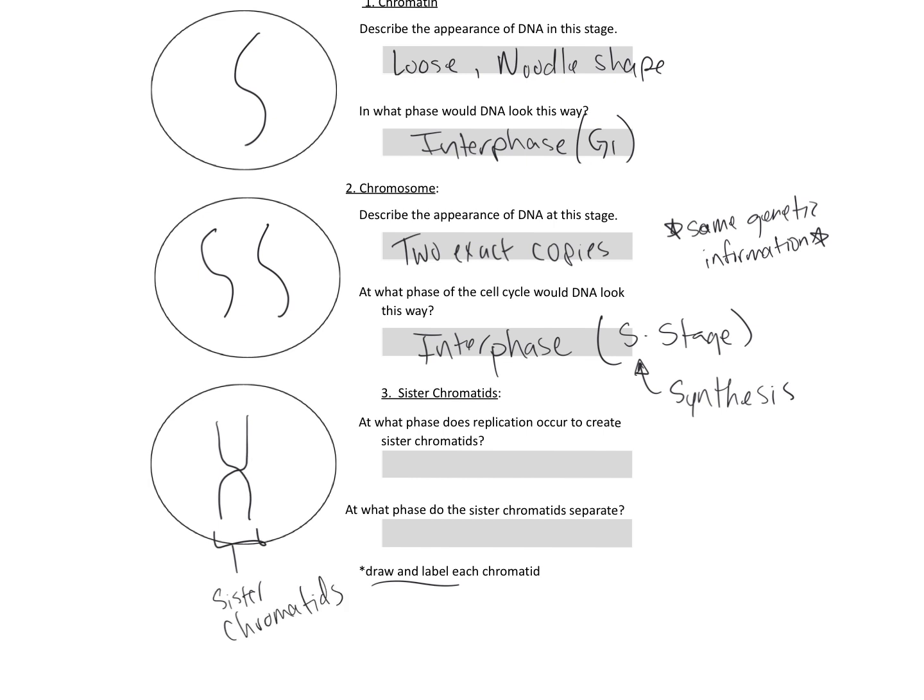Okay. And then this side here, we have sister chromatids as well. And in the middle here, we would have a centromere. Okay, and that's what would be connecting each of the sister chromatids. And now we'll go to the question. At what phase does replication occur to create sister chromatids? Okay. And that's going to be again at the S phase. So, interphase, and particularly the S stage.